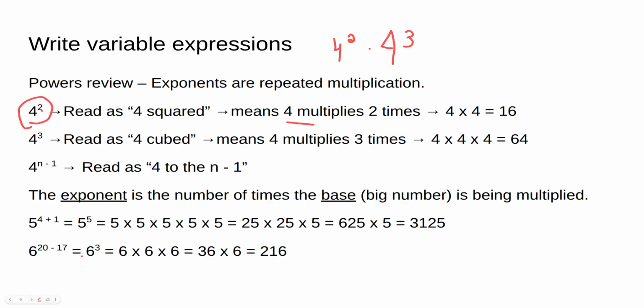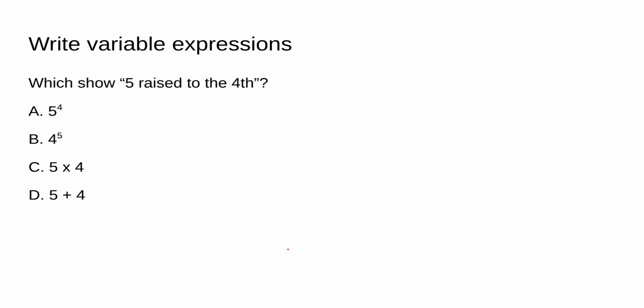6 to the power of 20 minus 17 would be subtracting. You can subtract them because sometimes there are going to be some weird exponents like this. I'll tell you later how it could be represented in a different way, but in this case, we're just going to leave it like that. 20 minus 17 is 3, and 6 to the power of 3 is multiplying 6 3 times, which is 36 times 6, which is 216. So it'll be 216.